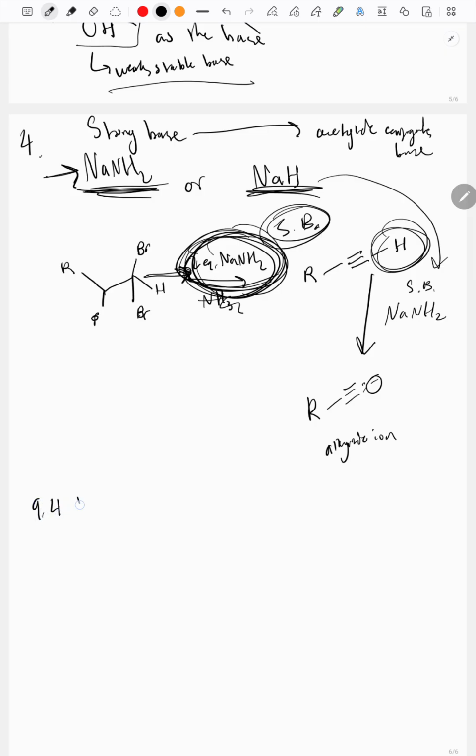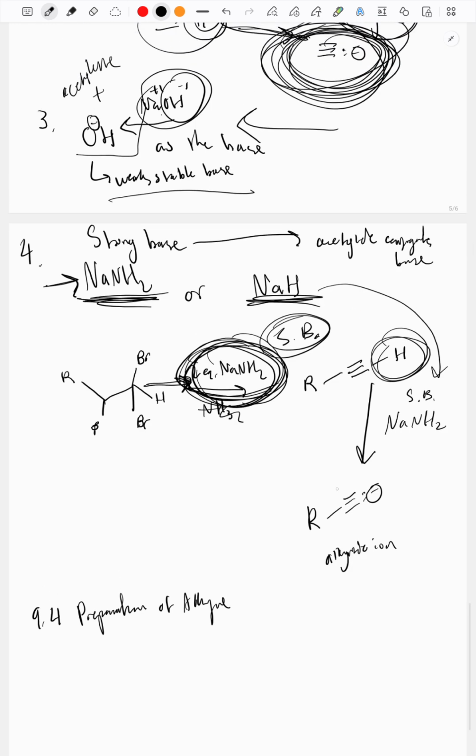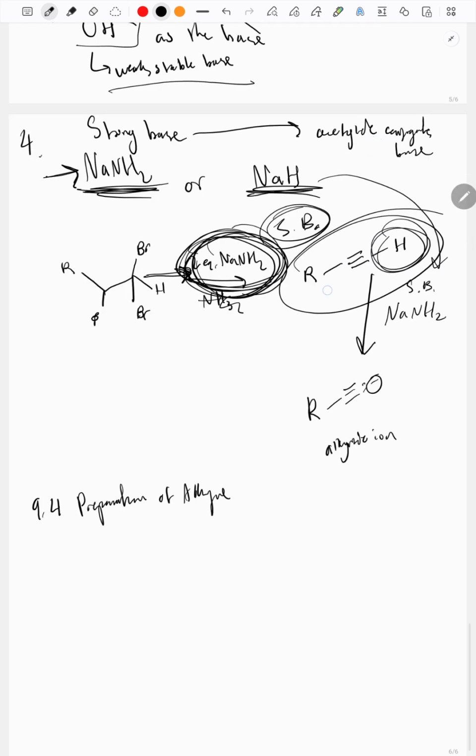9.4 is preparation of alkynes. So how do we prepare alkynes? We talked about the acidity of acetylene and terminal alkyne so far. This is considered a terminal alkyne. And now we talk about preparation of alkynes. Excuse me, this is on to point number 5.